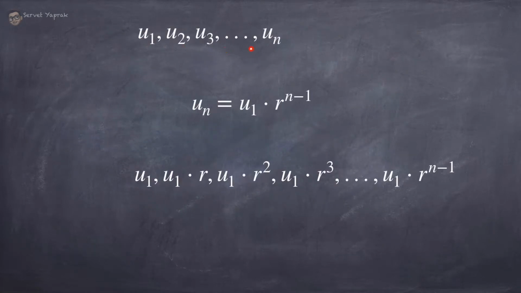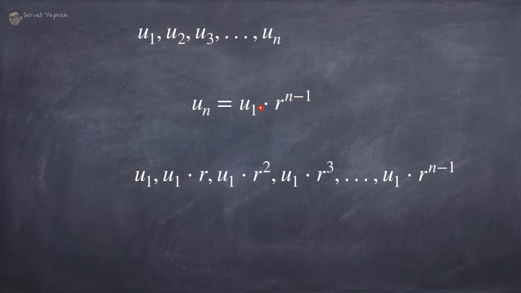Assume that this is a geometric sequence. u1 is the first term, u2 the second term, u3 the third term, and so on. We already know that the nth term of a geometric sequence is this: un equals u1 times r to the power of n minus 1. This is also in the formula booklet.